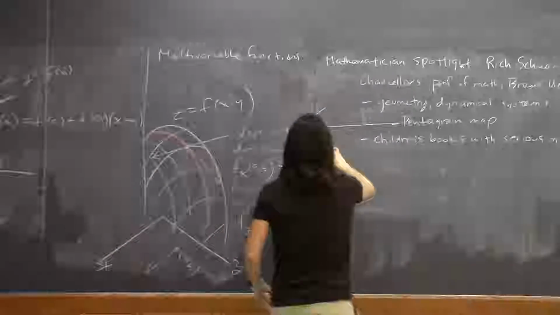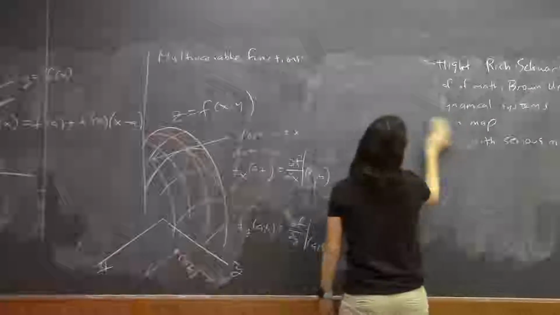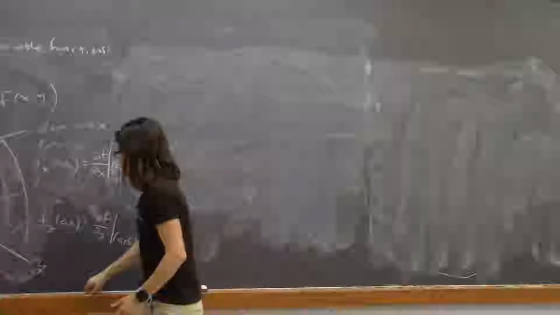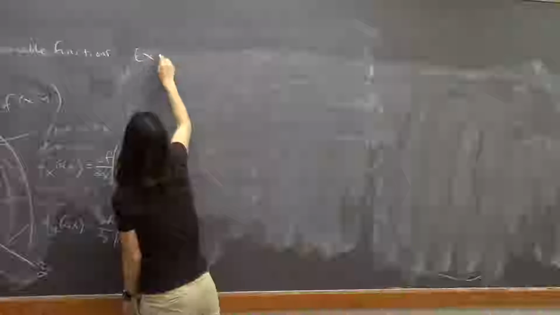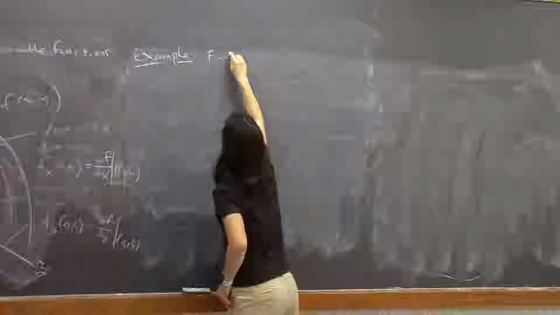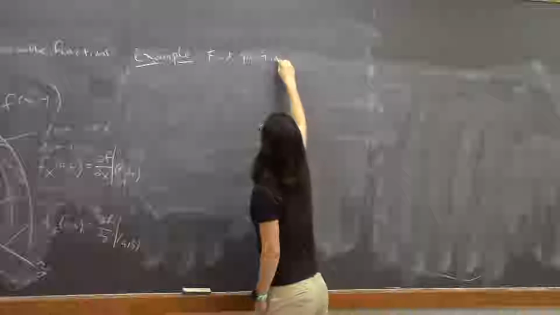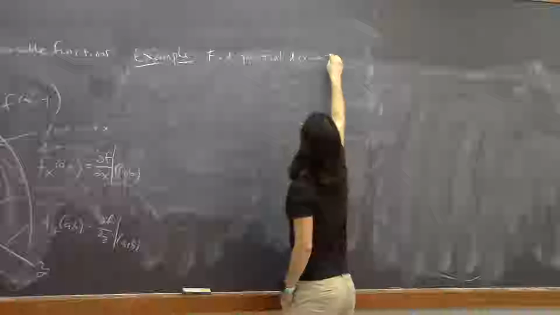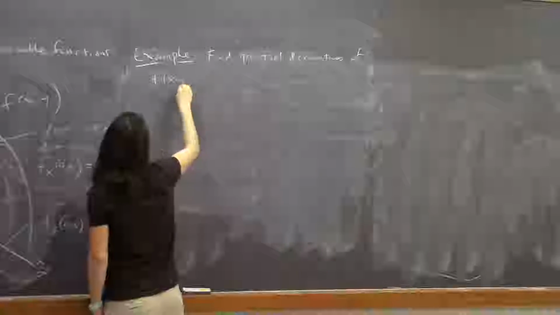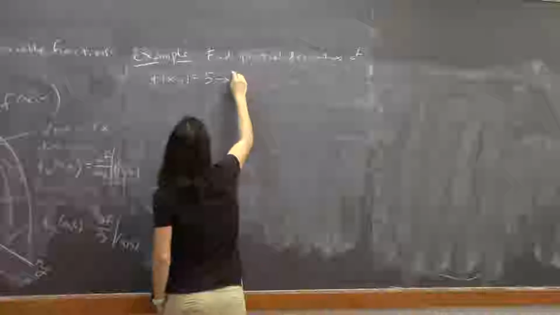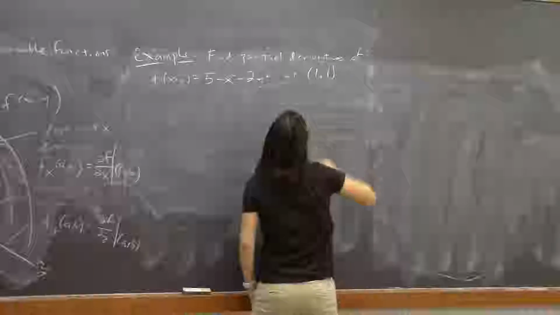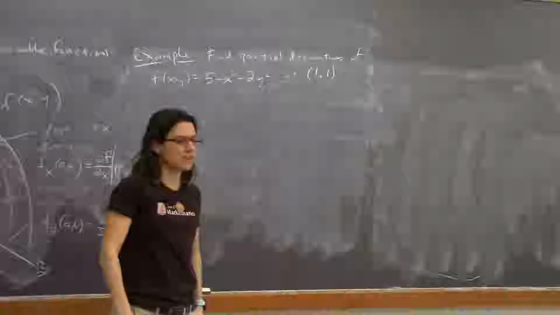So let's do an example. Find the partial derivatives of the function f of x, y equals 5 minus x squared minus 2y squared at the point (1, 1). This is our dream.